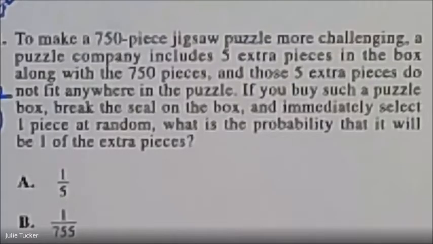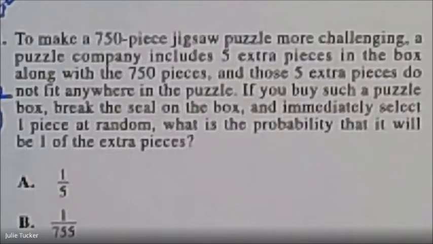Okay, so I've got my reading glasses. So here's the first question. To make a 750-piece jigsaw puzzle more challenging, a puzzle company includes 5 extra pieces in the box, along with the 750 pieces. And those 5 extra pieces do not fit anywhere in the puzzle. If you buy such a puzzle box, break the seal on the box, and immediately select one piece at random, what is the probability that it will be one of the extra pieces?